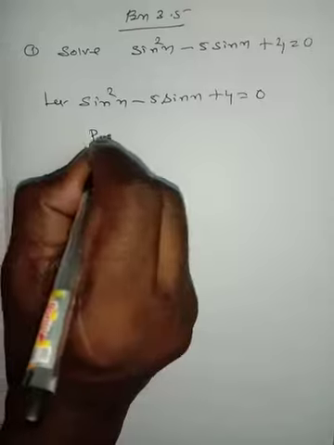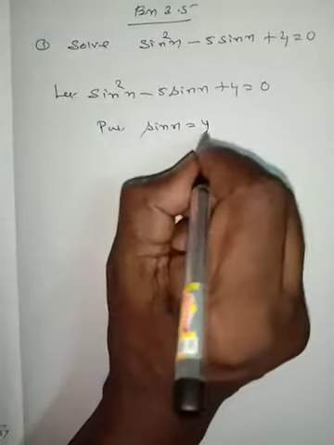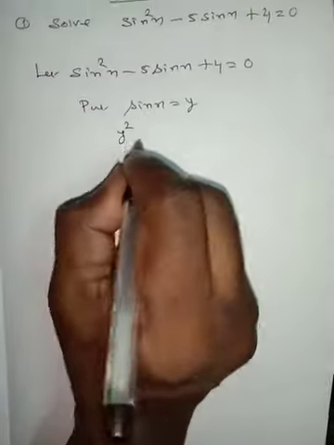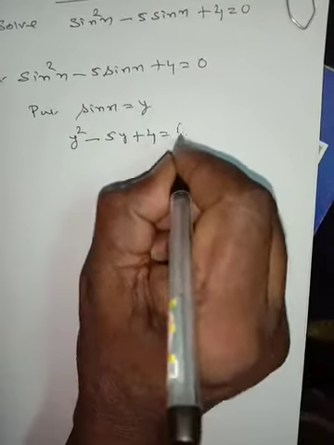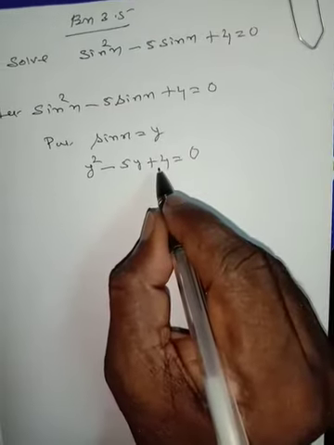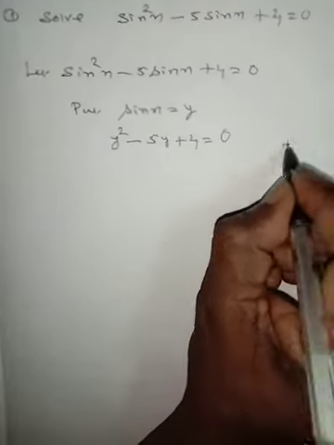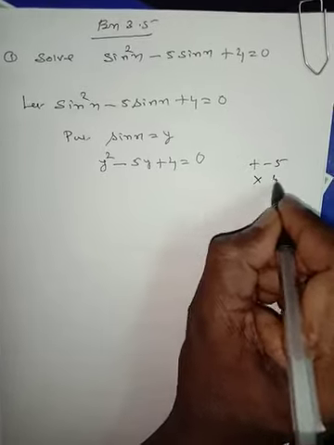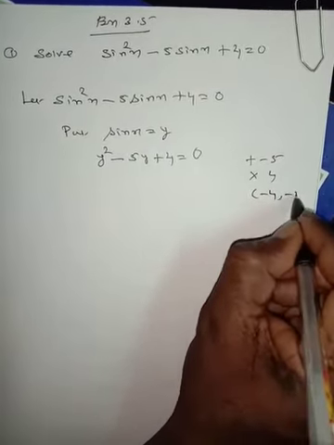Put sin x is equal to y. So the given equation becomes y square minus 5y plus 4 is equal to 0. This is a quadratic in y having two roots. Take two numbers whose sum is minus 5 and product is positive 4. The numbers are minus 4 and minus 1. Adding these two gives minus 5, and the product is positive 4.